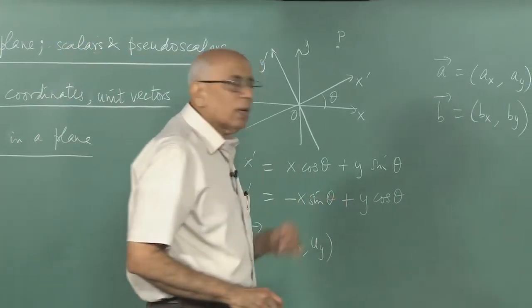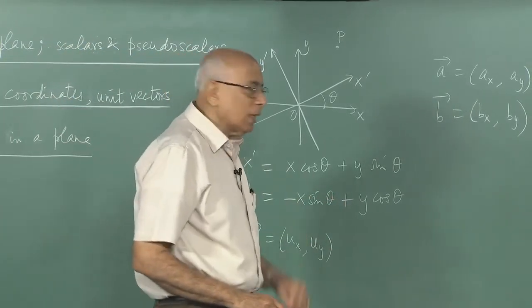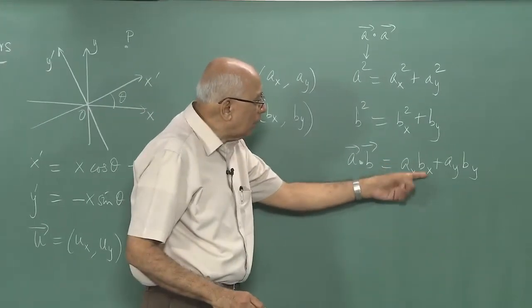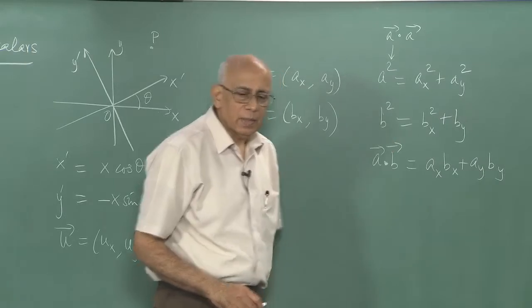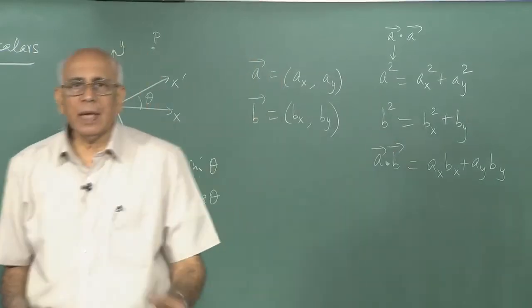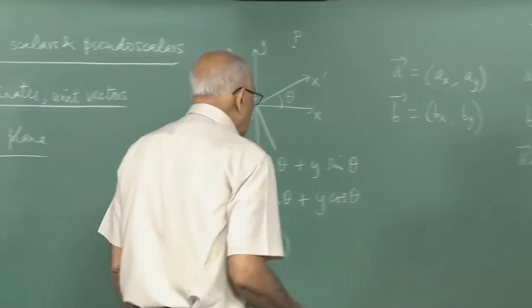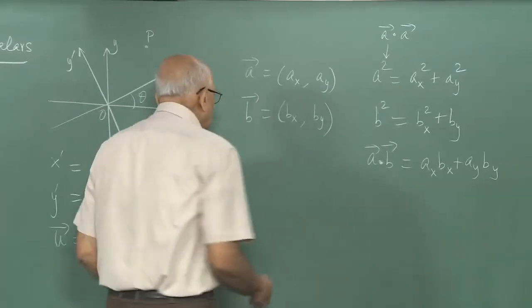I also pointed out something else. I also pointed out that interestingly, if you consider the combination ax by minus ay bx, that too appears to be a scalar, and this needs a little bit of working out, and it is not a very hard thing to do. So let me do that and show you how this happens.